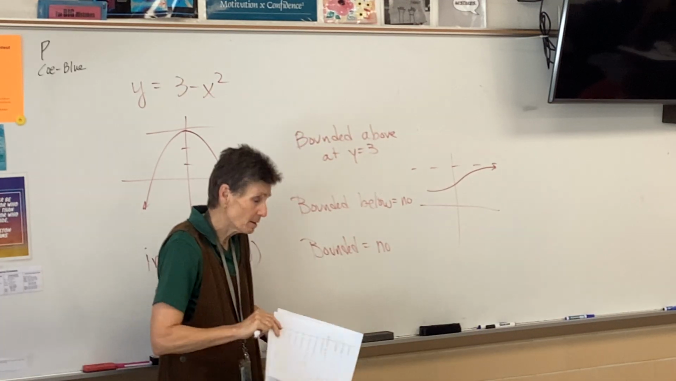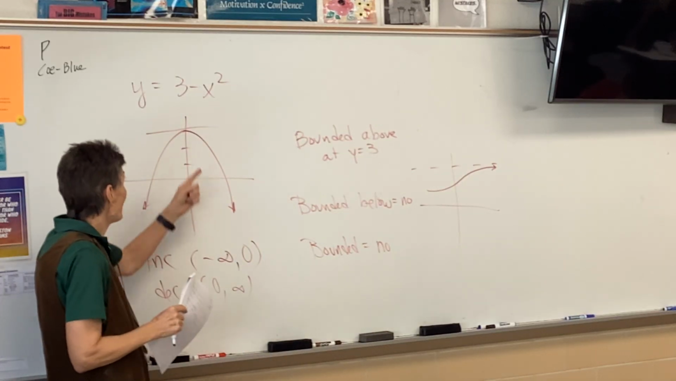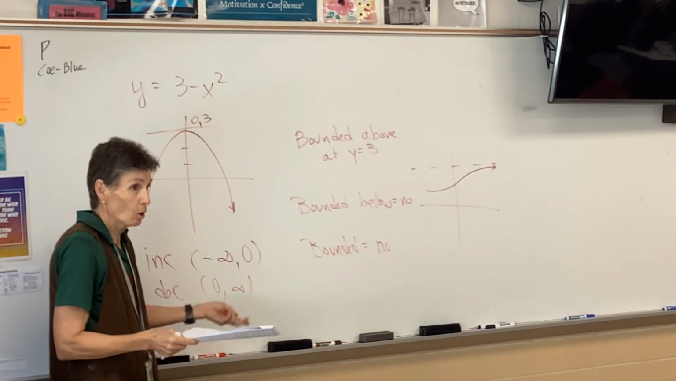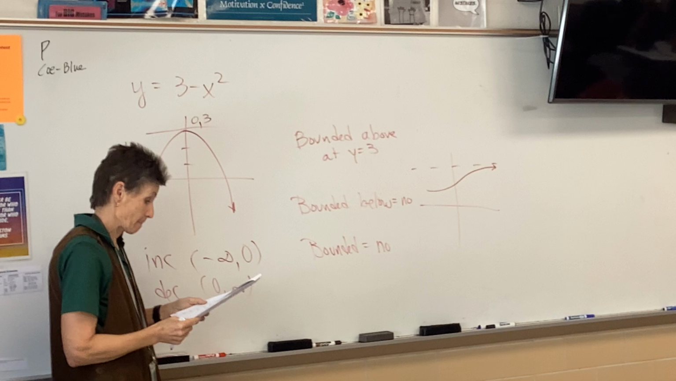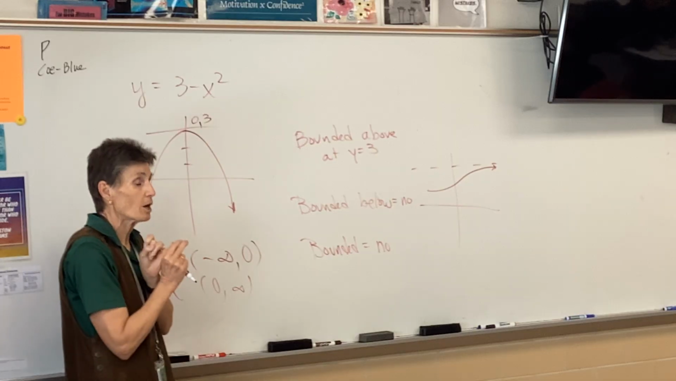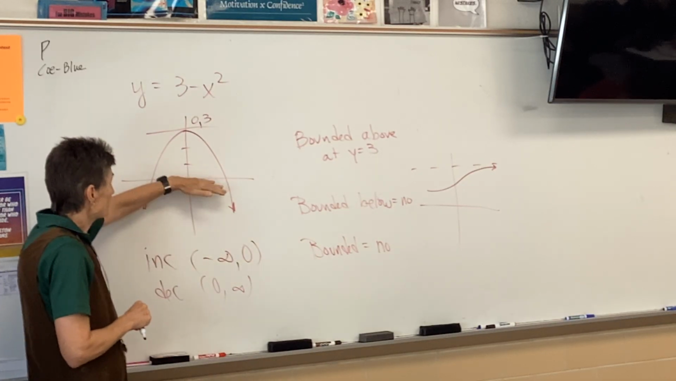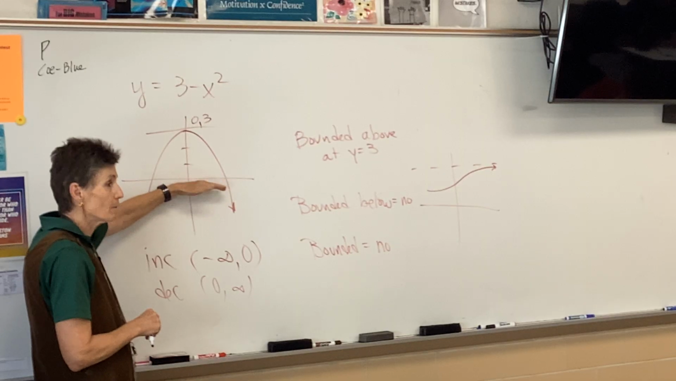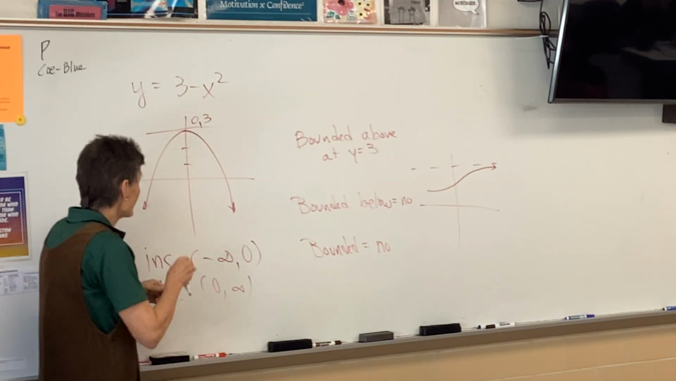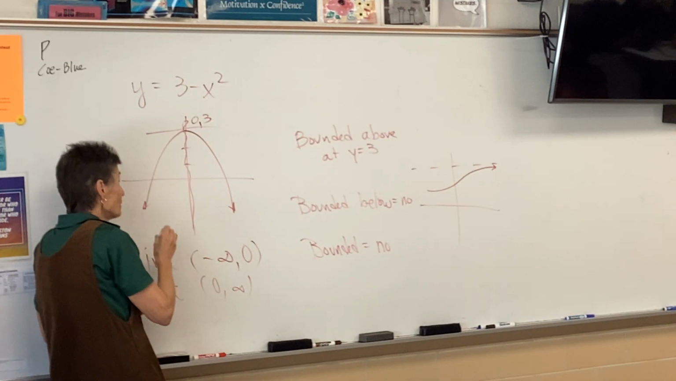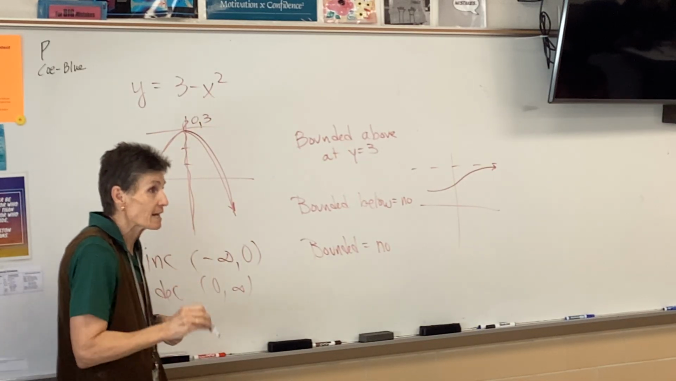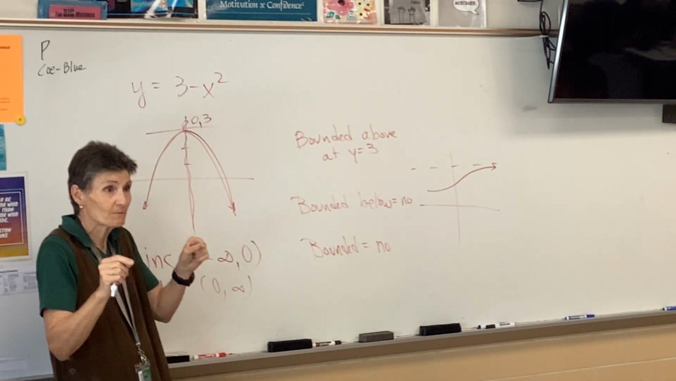Does this guy have a maximum or a minimum? It has a max at (0, 3). No minimum. No low point. Does it have symmetry? I erased them, but remember we're talking about x-axis symmetry. Does this have x-axis symmetry? No. How about y-axis symmetry? Yes, it has y-axis symmetry because if I folded my paper right here, wouldn't this chunk land on that chunk and vice versa? That's what it means to have symmetry. You land on top of yourself.